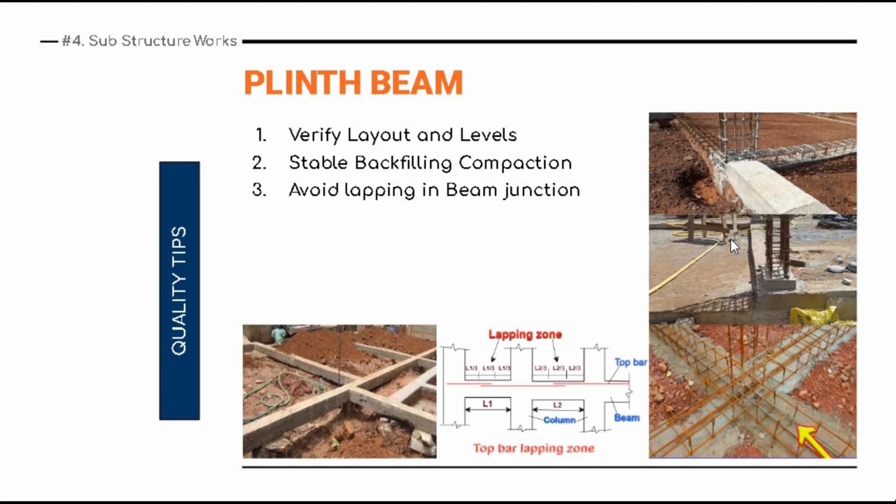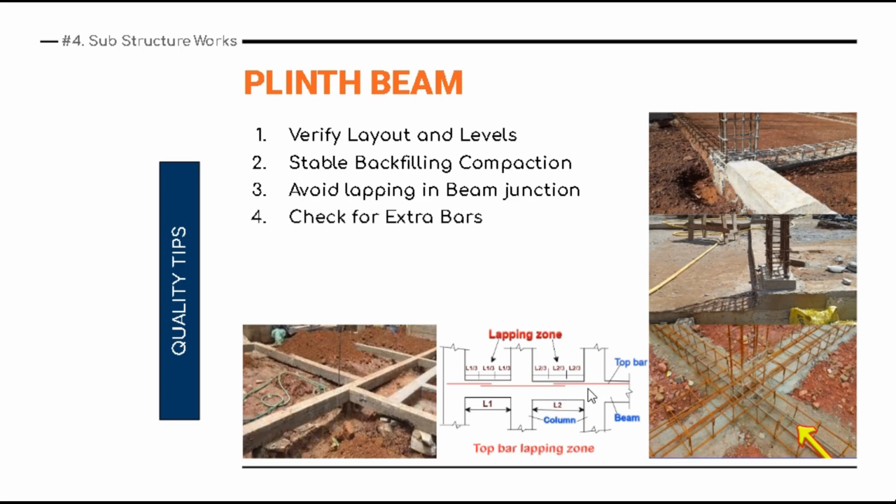Okay, avoid lapping in beam junctions. This is a reinforcement checklist part. You can see here, suppose these are two joints, so never give the lapping. You can see two red lines out here, so the lappings should always be given in the center, in this particular lapping zone. The joint should be given there, so never give it here or here or here. Okay, it will be the weakest spot.